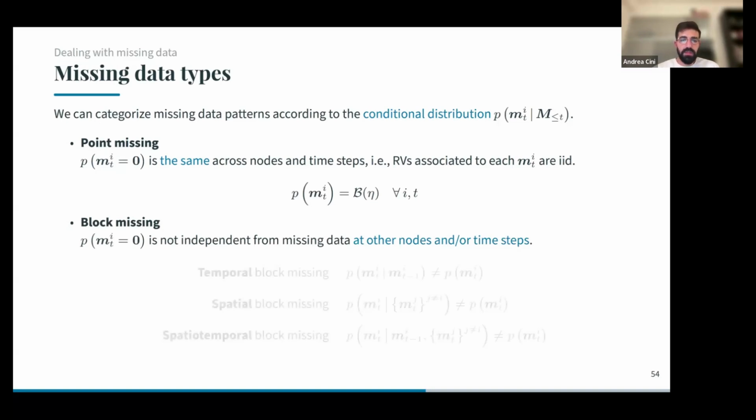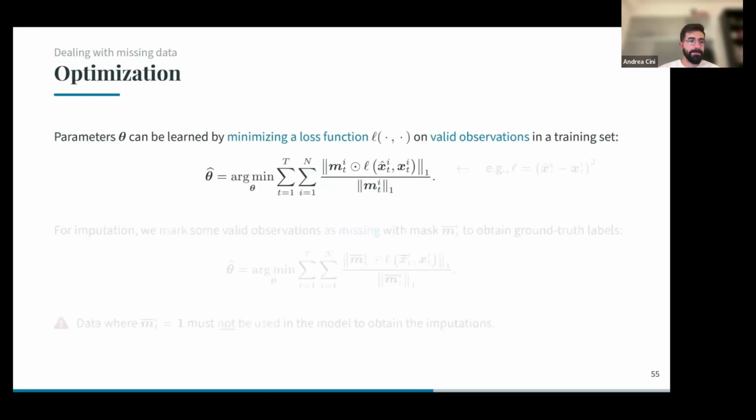Instead, in the block missing case, this distribution is not independent from missing data at other nodes or time steps. So we might have a block of missing data. In the case of the temporal block missing, we might have, for instance, a fault that generates consecutive missing values. We might have spatial block missing if, for instance, we have a blackout in a region of a smart city, or a combination of them.